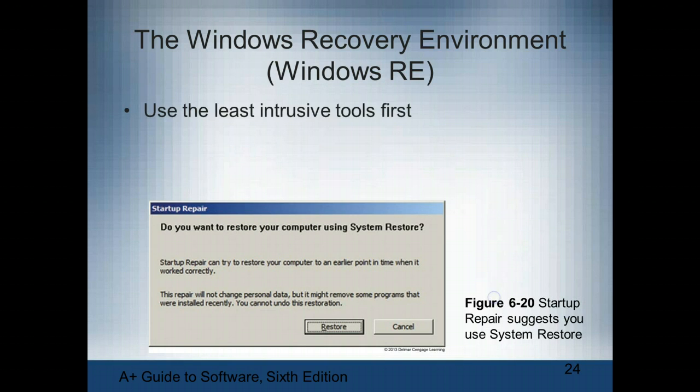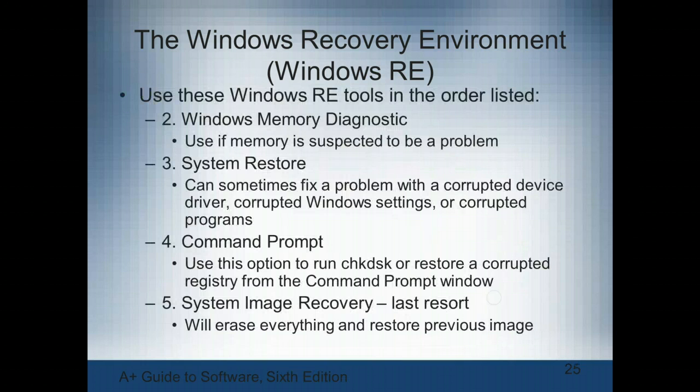Now they're going to go through, do you want to do a system restore? These slides are basically what we just did. Windows Memory Diagnostic will go through and check all that, use it if memory is suspected to be a problem. System restore sometimes fixes a problem with a corrupted device driver because it's going to go back to some point in time, maybe a different location. If you've upgraded, have those kinds of issues, go back in time. The command prompt: run check disk, restore corrupted registry.